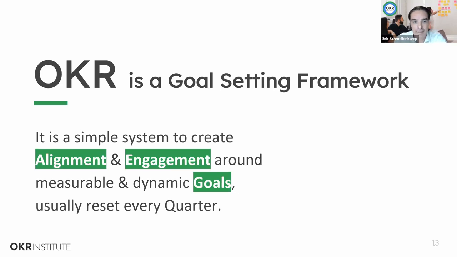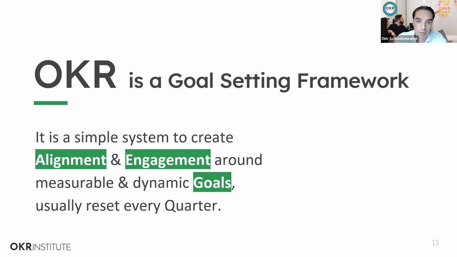Measurable and dynamic. Measurable means easy to understand; you measure it on a constant basis. And dynamic means it's not carved in stone. You can change your key results on a weekly basis if you want, or you can adjust them if you think you are moving in the wrong direction. That makes the OKR framework dynamic, and the alignment and engagement I mentioned before are an essential part of the OKR framework.